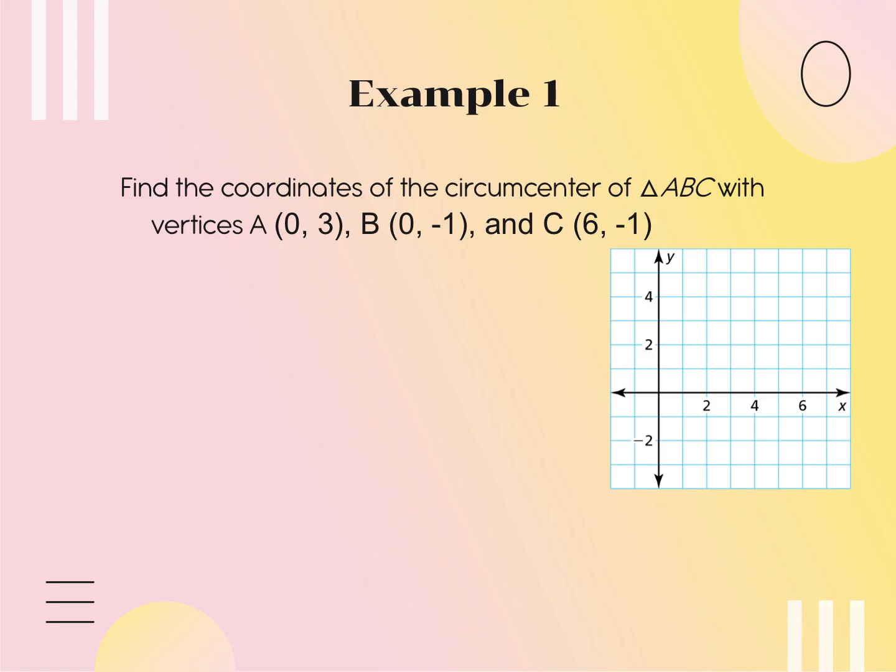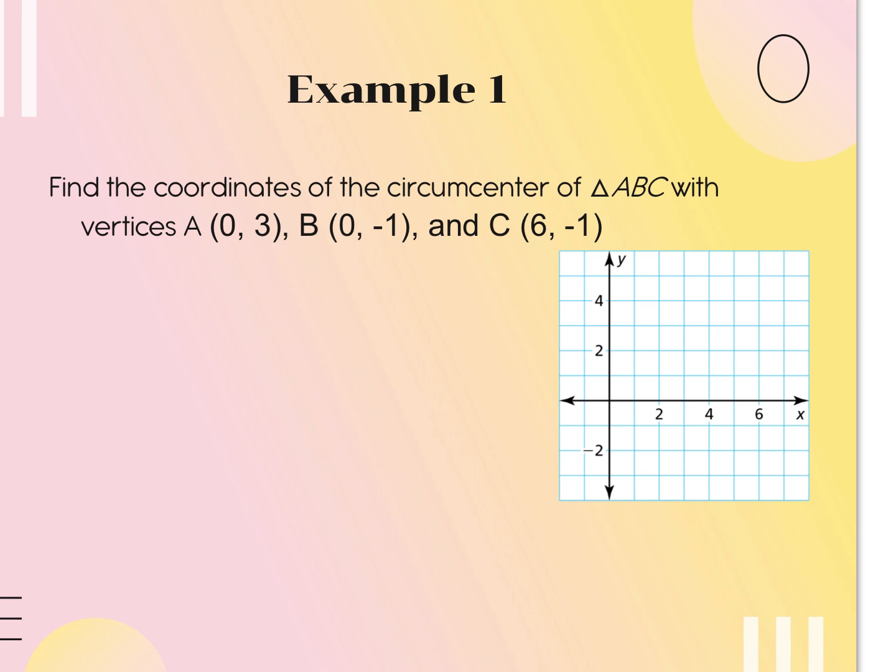So now we're going to complete one of the types of questions that you might get related to circumcenter. One thing we might ask you to do is just to identify the coordinates of the circumcenter. Again, to do that, you have to first draw the triangle. The vertices are (0, 3), that's point A, (0, -1), that's point B, and (6, -1), that's point C. So I'm going to come in here and draw my triangle.